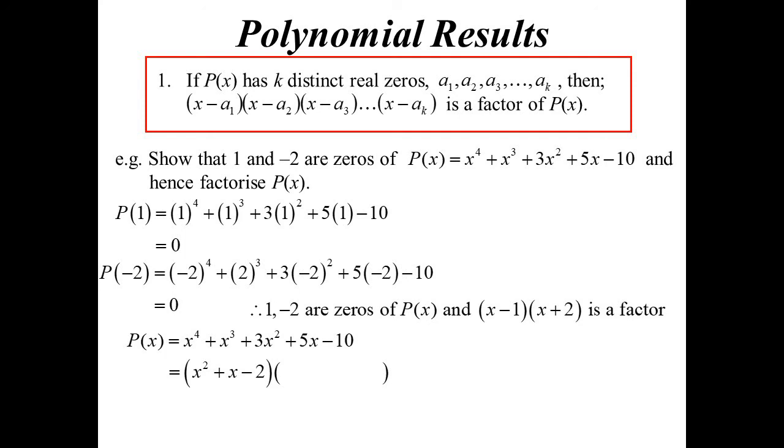Or we, once again, can just use some logic here. Leading term times leading term. So x squared times something will give us x to the power of 4. Well, that's got to be x squared. Now let's have a look at the constant. Negative 2 times something will give us negative 10. Well, that's got to be plus 5.